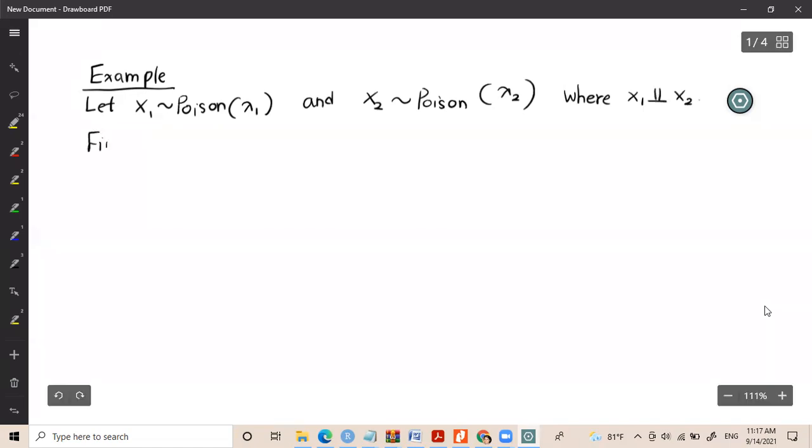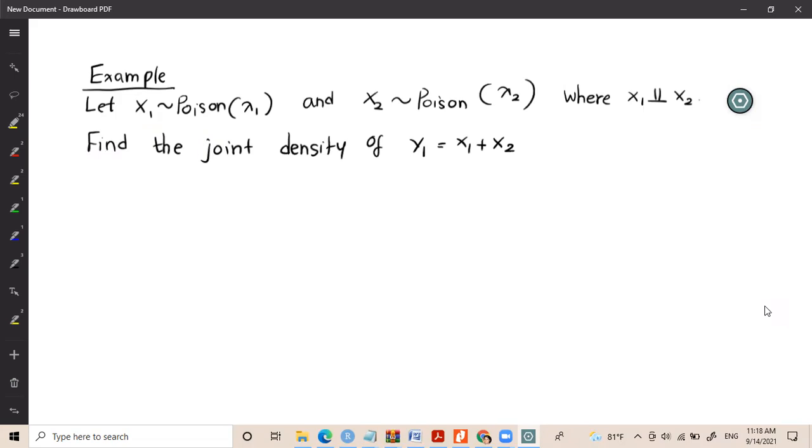You want to find the joint distribution of Y1. What is Y1? X1 plus X2. Okay, you want to find the density of Y1, which is X1 plus X2, and Y2, which is X2. So you want to find the joint density of Y1 and Y2. What is Y1? The sum of X1 and X2. Y2 is simply X2 itself.